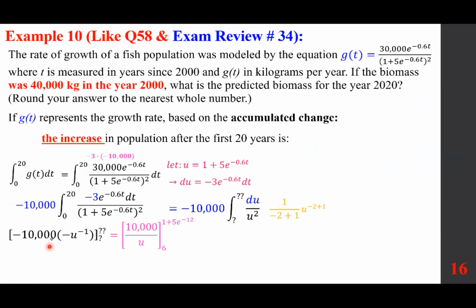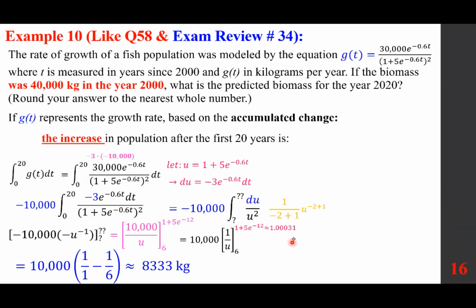And it is easier to evaluate this as 10,000 times 1 over u. The lower limit is 6, and the upper limit, let's put this into a calculator, becomes almost 1.00031. So this is 10,000 times 1 over, let's say, 1 minus 1 over 6. And since they wanted whole numbers, 8333 kilograms.